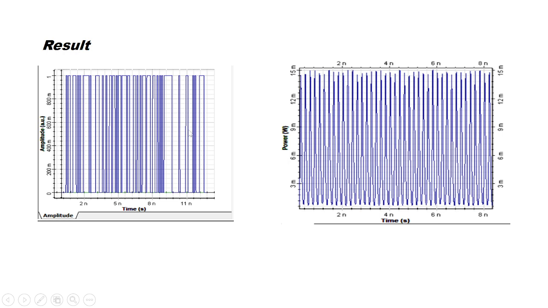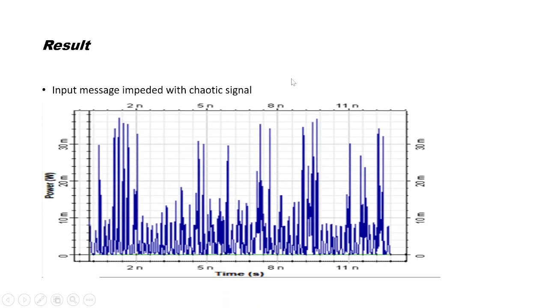This figure shows the input signal, and this is the chaotic signal generated using double delay feedback with the bias current and modulation peak current. The input signal is embedded with the chaotic signal. When the input signal is added to the chaotic signal, this is the result shown in the figure.